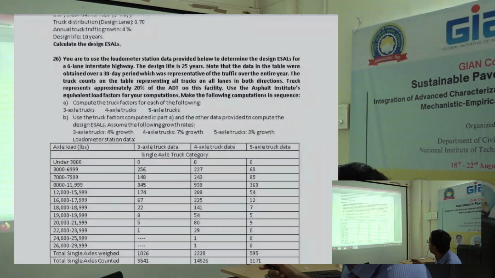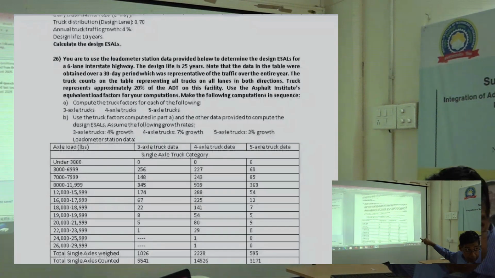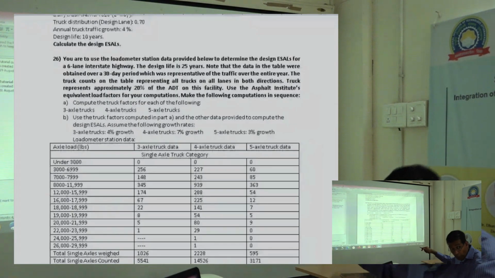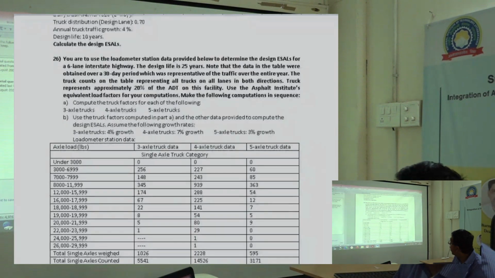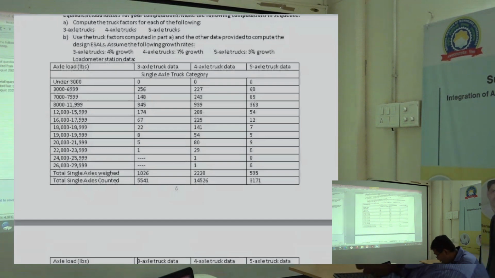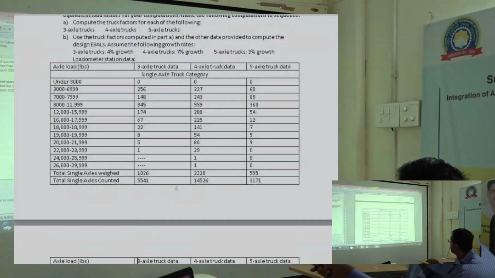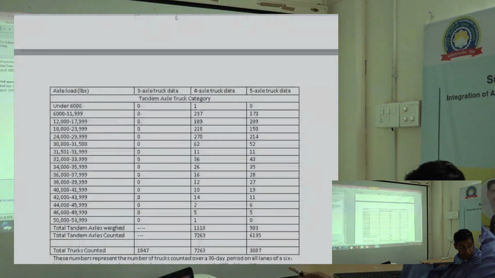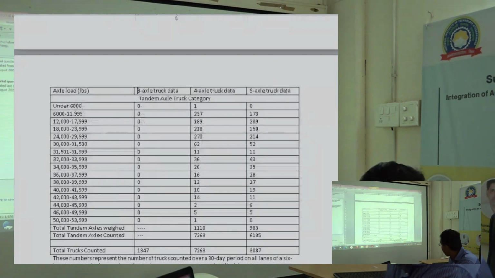I'll explain this problem. Here you're using loadometer station data. That means to get truck factor, you have to weigh the trucks, not count them, weigh them, right? Look down here: number of axles weighed, and all the way down, number of trucks counted and number of axles weighed. So you have to look at the number of axles weighed. Counted is not enough. You have to do the math to get the truck factor for each of them.